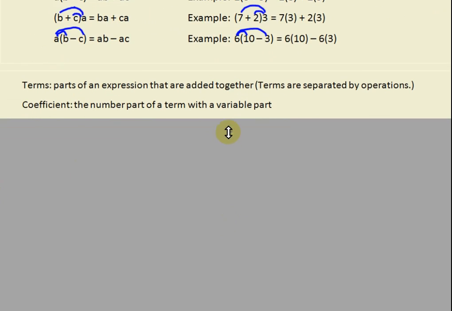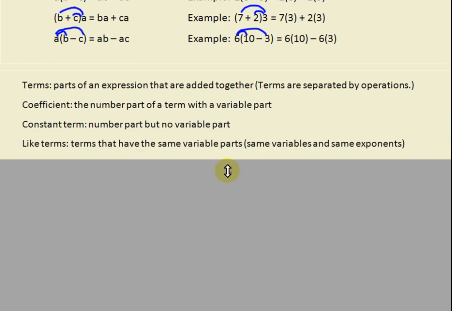So a little more terminology here. We're going to have terms, which are parts of an expression that are added together. In other words, terms are separated by operations, which will be addition, or remember that subtraction is the same thing as adding a negative. A coefficient is the number part of a term that has a variable. So for example, if you see the term 3x, 3 is the coefficient here. X is the variable part, 3 is the coefficient. That's what we're multiplying times the variable.